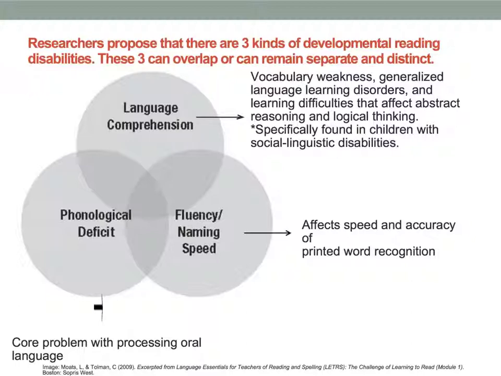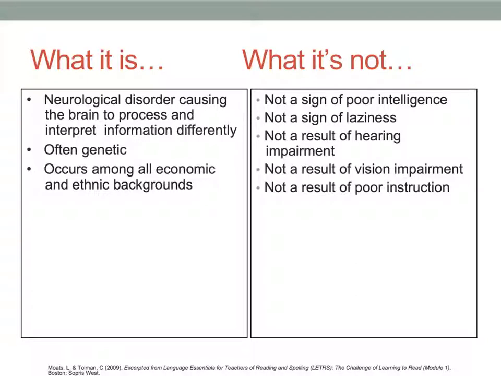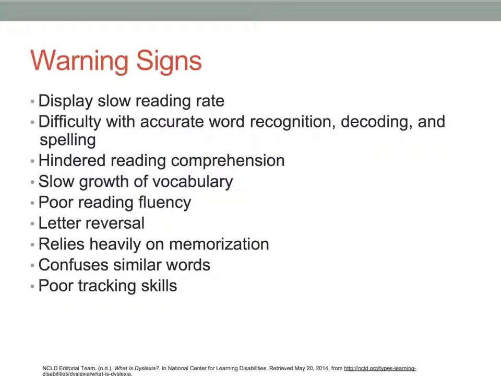It's important to get out of the way not necessarily what the problem is, but what it is not. It is not a sign of poor intelligence. These students will have average intelligence levels. These students are not lazy. They do not have a hearing impairment. They do not have a vision impairment, and it's not a result of poor instruction. You'll find that reading disabilities are often genetic as well as a neurological disorder, causing the brain to process and interpret information differently.